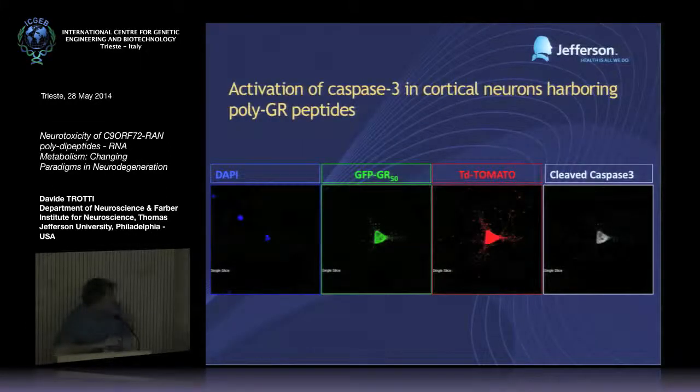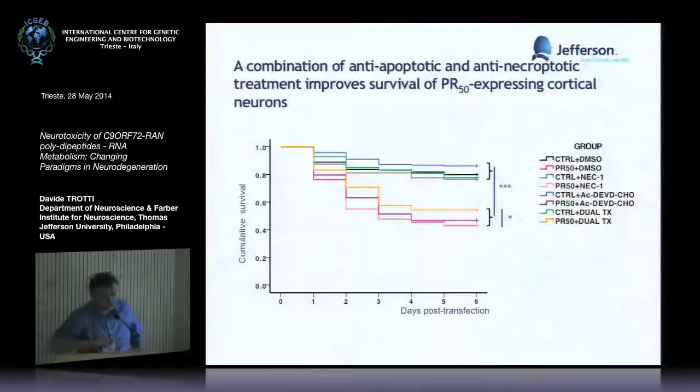They basically die, and this is just a staining showing that when they are late in their neurodegeneration process, they show apoptosis. This is caspase staining for GR50-expressing neurons. So based on this data, we tried to rescue this neuron, looking at whether blocking apoptosis or even blocking necroptosis was able to rescue this neuron.